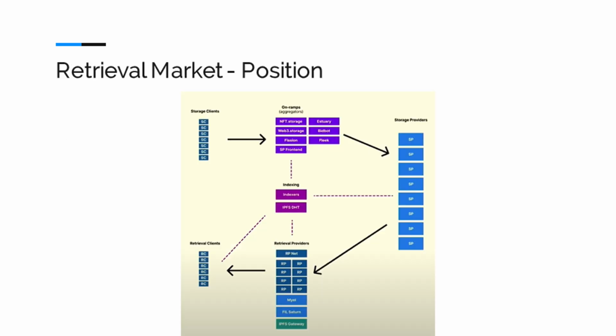The position of the Filecoin retrieval market is to enable a DCDN to emerge around the Filecoin network. This picture clearly illustrates the role of retrieval markets in the Filecoin system.